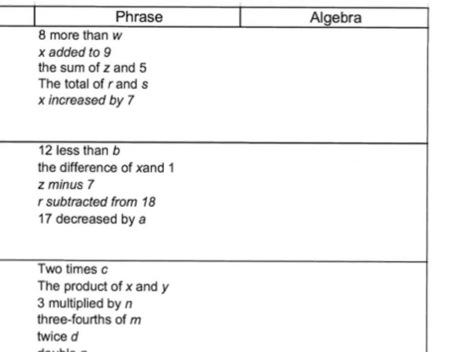Okay, the next one, the difference of x and 1. So difference means to subtract again, and I don't see any turnarounds in here, so we're just going to keep it in the order that it's in. So when I write this, we're going to take the difference of x and 1. So it's x minus 1. Now we're going to look at z minus 7. Minus, obviously, subtract, and there's no turnaround word, so it's just literally z minus 7.